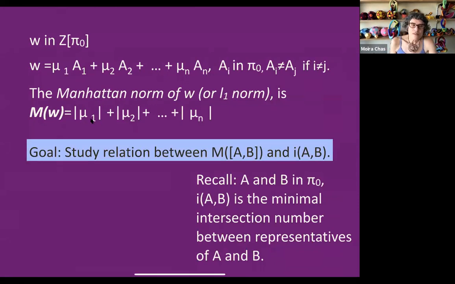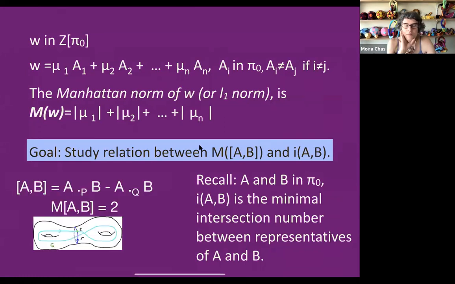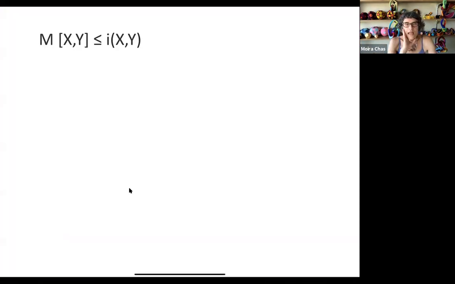And I want to see how this relates to the intersection number. And just for having an example, in the bracket of the two curves that we computed in the beginning, the bracket is this, and the Manhattan norm is 2, because the coefficient of each term is 1. If these two terms cancelled, which didn't happen, the Manhattan norm would be 0. And it could cancel, maybe. So I claim that the Manhattan norm of the bracket of any pair of free homotopy classes is smaller or equal than the intersection number. And why is this?